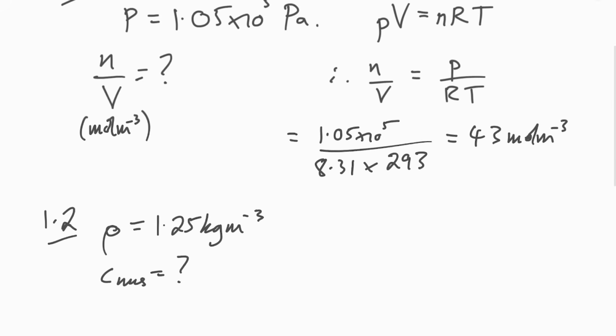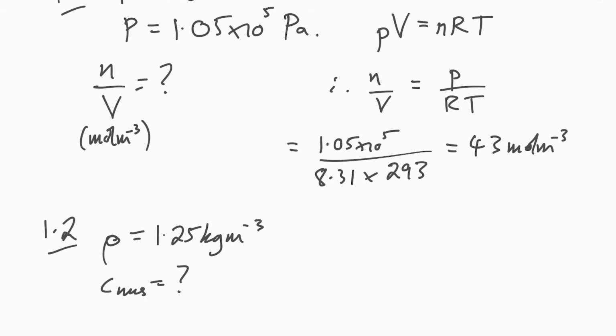1.2, density is 1.25 kilograms per meter cubed. Calculate c_rms. Okay, so we're going to need our data from over here again. Quite often I think that the equation for density is in the formula sheet, but it's not actually, so we need to derive it. Density is equal to mass divided by volume. But we're talking about total mass, so that has to be the number of particles times the mass of each molecule, divided by the volume.